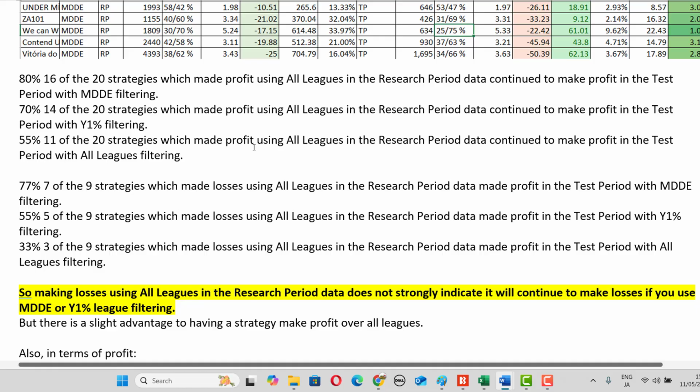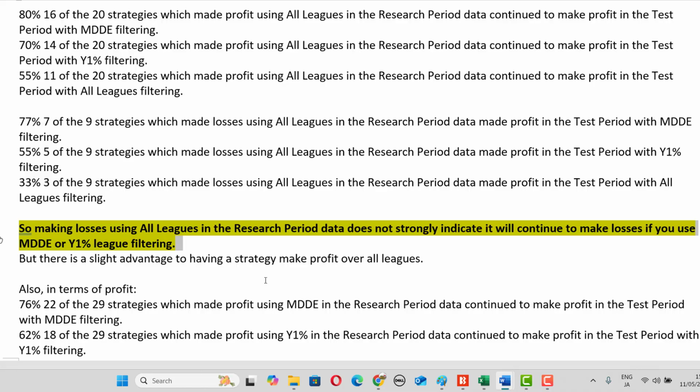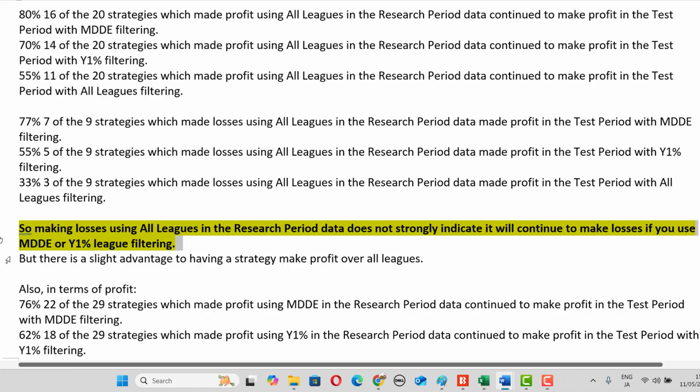And when we're just using all leagues filtering, 55% of those strategies that made profit using the all leagues in the research period continue to make profit, but only 33% of strategies that made losses went on to make profit. So I think we can say making losses using all leagues in the research period does not strongly indicate it will continue to make losses, but there is a slight advantage to having a strategy make profit over all leagues.